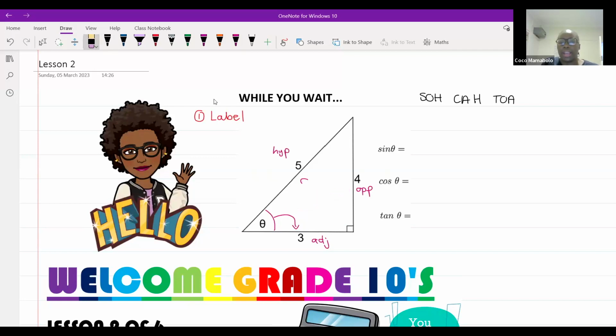And the side always across from a 90-degree angle, that is the hypotenuse. Once we've labeled, everything else becomes super easy. Sine is opposite over hypotenuse. My opposite is 4 over the hypotenuse, which is 5. Cos is adjacent over hypotenuse. Adjacent is 3 over hypotenuse, which is 5. And tan is opposite over adjacent. Opposite is 4 over 3.